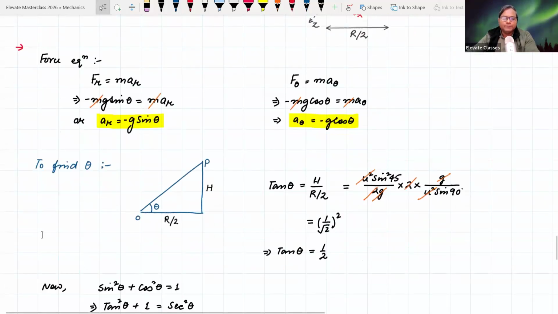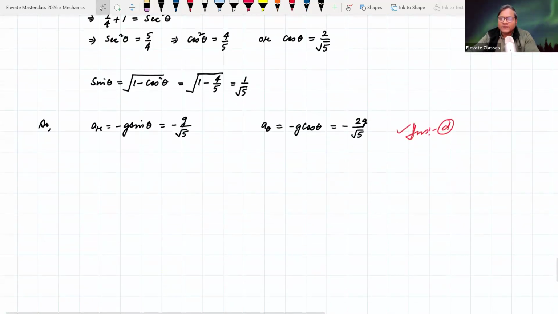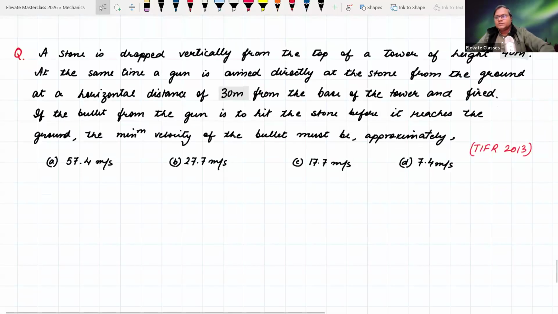ठीक है, चलिए थोड़ा सा एक और सवाल करते हैं. Now this question is a question from TIFR. Let me give you the question, you can try. TIFR 2013. All right. So TIFR 2013.